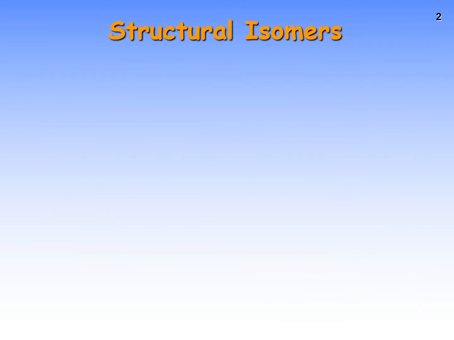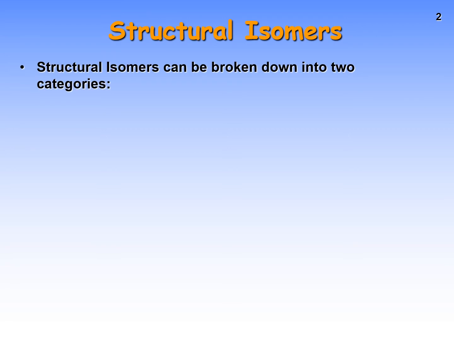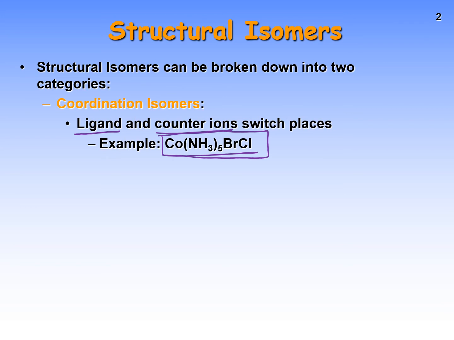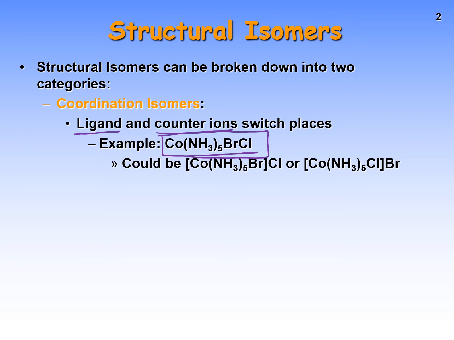So with structural isomers, there are two major types of structural isomers that we can talk about when we're looking at coordination compounds. And they are coordination isomers and another one. We'll talk about coordination isomers first. So coordination isomers are when a ligand and a counterion switch places. So for instance, if we look at this compound, this doesn't really tell us what's in the complex ion and what's not. We could have actually a couple different options here.